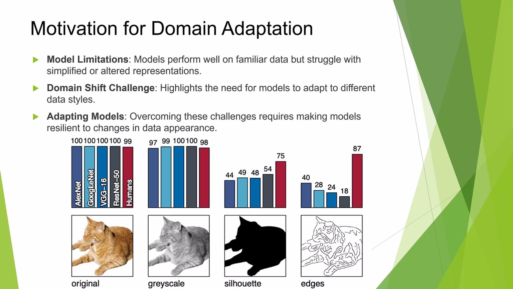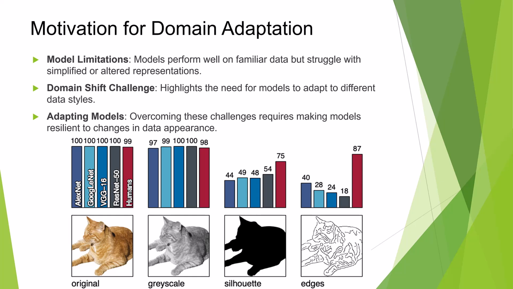As you can see, these models perform almost perfectly on the original image, but struggle significantly with silhouette and edge-detected images, which have fewer features and less context. Human performance, though, remains high across all variations, but the models show a clear drop.